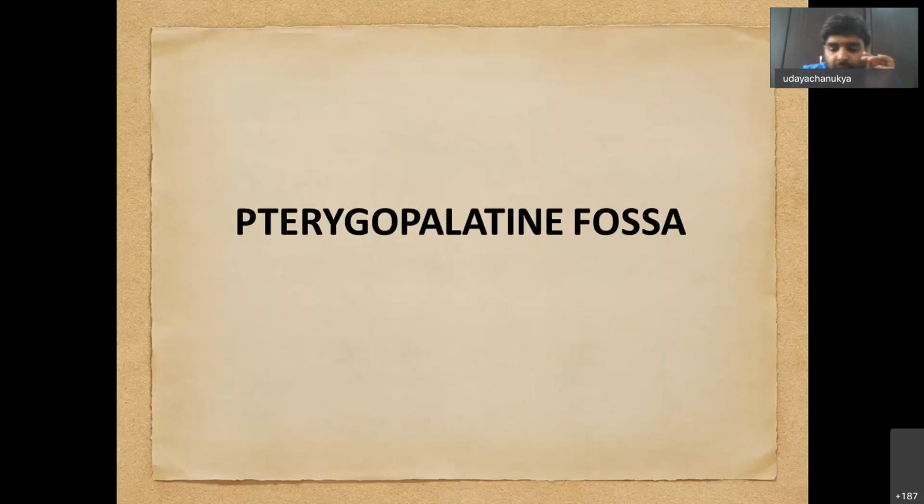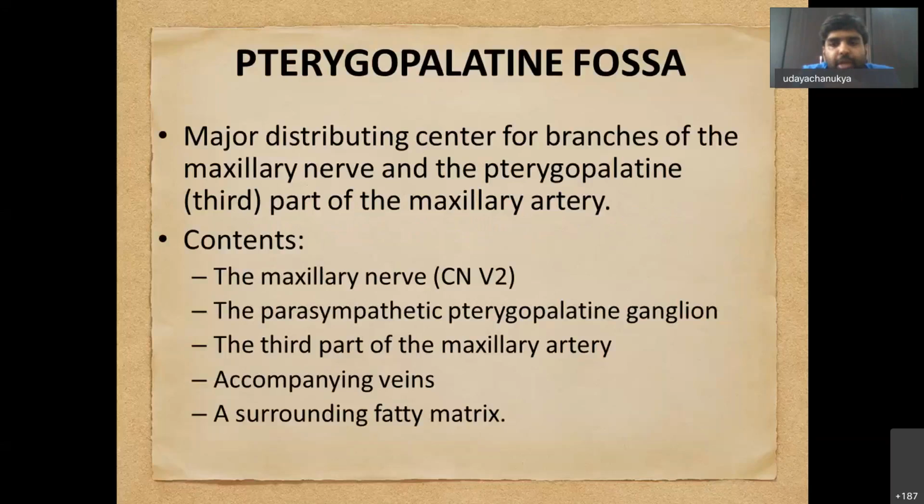Coming to the pterygopalatine fossa, it is a major distributing center for branches of the maxillary nerve and the pterygopalatine part of the maxillary artery. The contents are the maxillary nerve, the parasympathetic pterygopalatine ganglion, the third part of the maxillary artery, accompanying veins, and the surrounding fatty matrix.